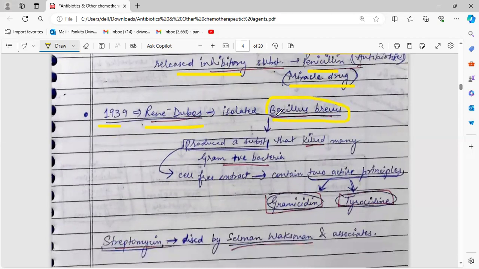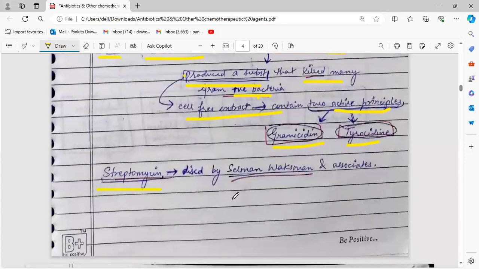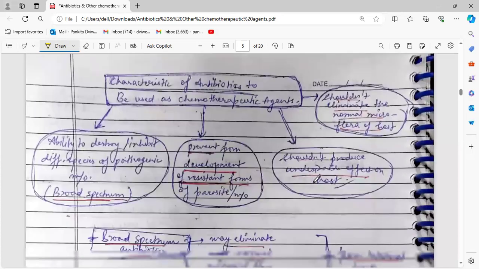and they noticed that it produced a substance that killed gram-positive bacteria. So what was the substance? It was a cell-free extract that contained two active principles, gramicidin and tyrocidine. Streptomycin was discovered by Selman Waksman and his associates.